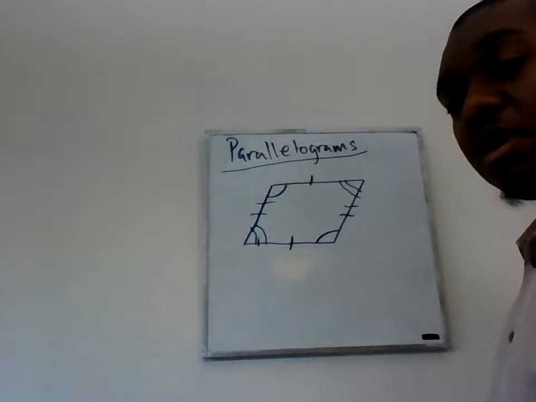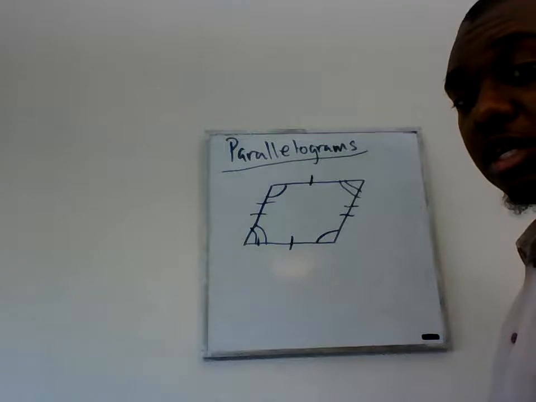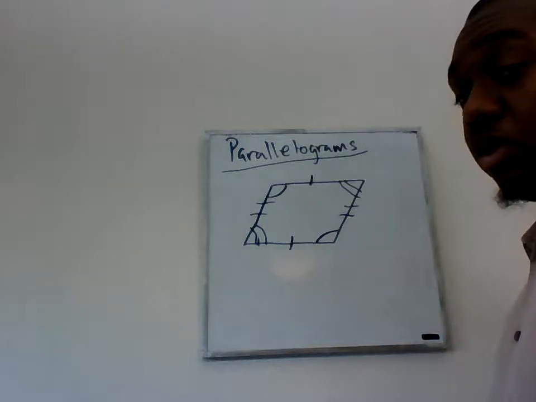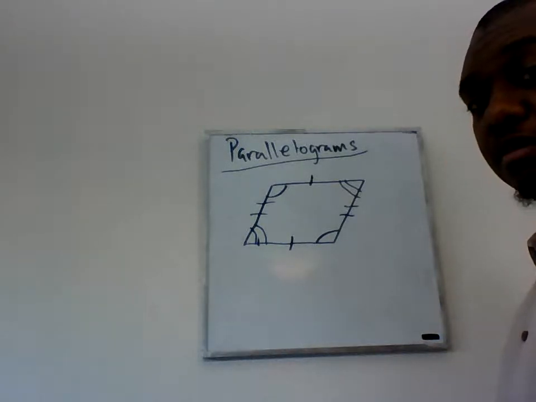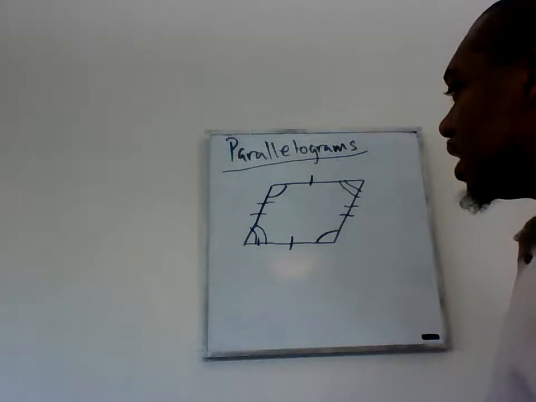And so anything that's a parallelogram, including squares, including rectangles, including rhombuses, has this feature. And that's kind of cool. Well, what does that mean?